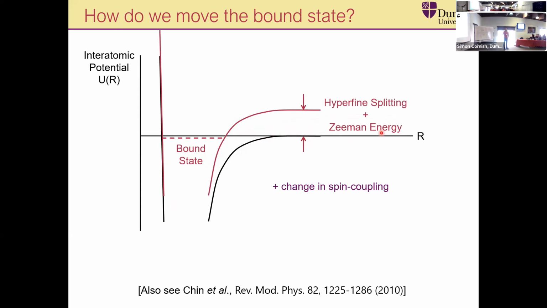And then I add the magnetic field, and I can shift these two potentials relative to each other because they have different spins. And so I can bring this bound state into resonance. And as long as I've got some change in spin coupling at the short range, I can couple across and mix in some of this bound state into the collision problem.